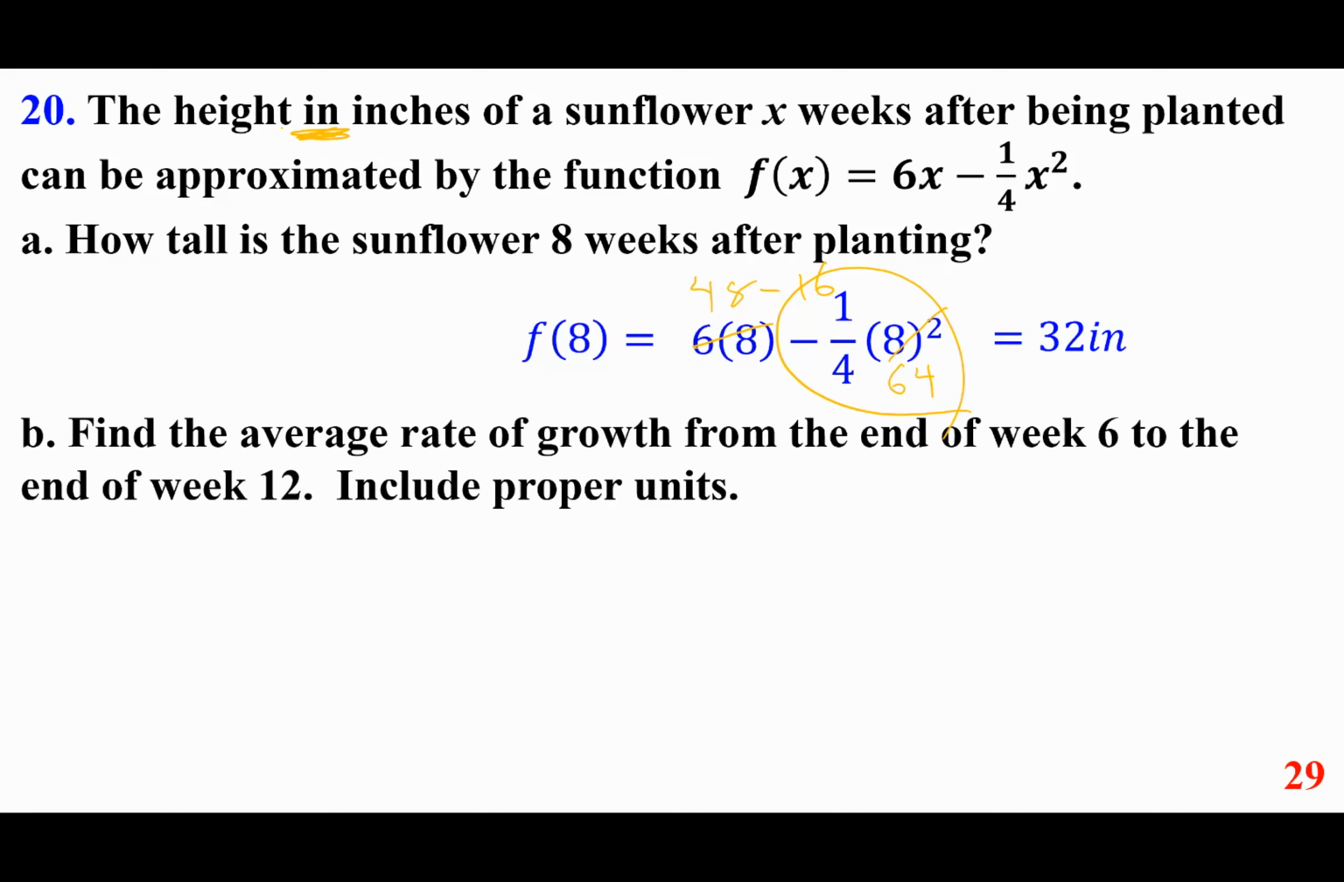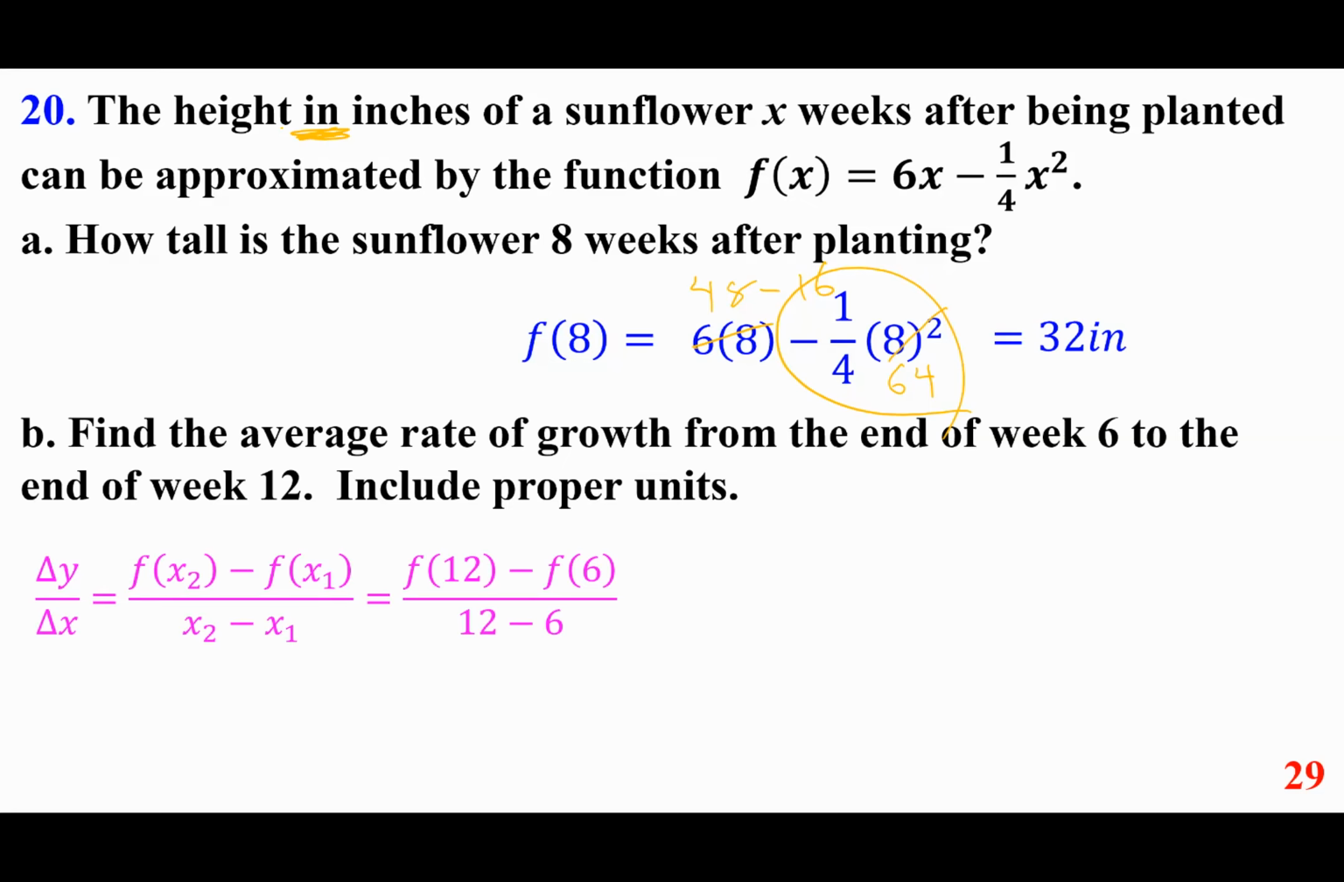Now it's asking to find the average rate of growth from the end of week 6 to the end of week 12. That means we want f of x2 minus f of x1 over x2 minus x1. We want delta y over delta x, which is f of 12 minus f of 6 over 12 minus 6. So we're going to plug in 12 and evaluate it. We're going to plug in 6 and evaluate it. The denominator is 12 minus 6, which is 6. So 12 goes in there, giving 6 times 12 minus 1/4 of 12 squared. 6 goes in there: 6 times 6 minus 1/4 of 6 squared.